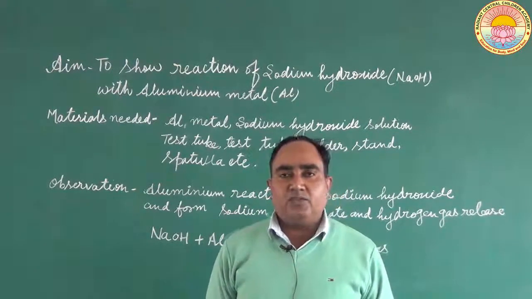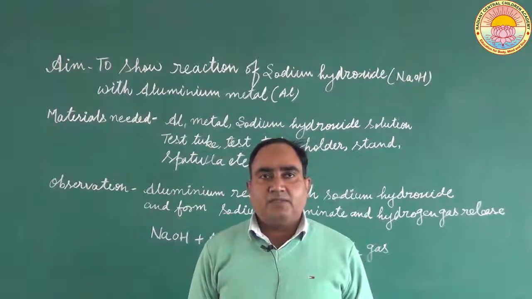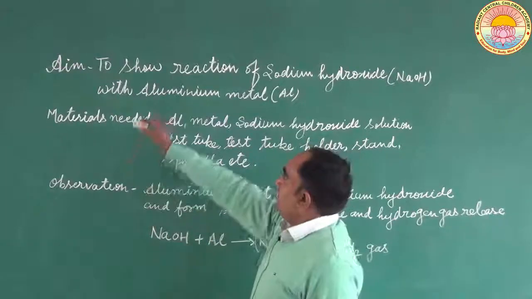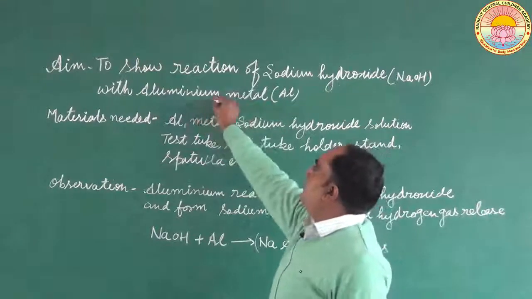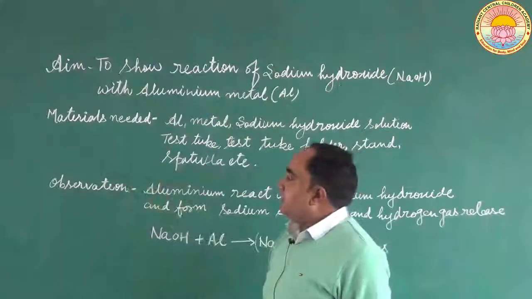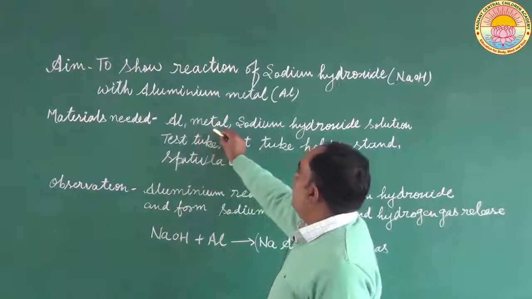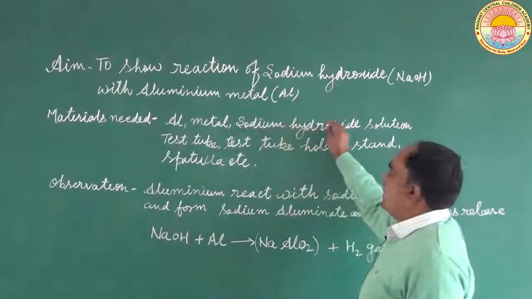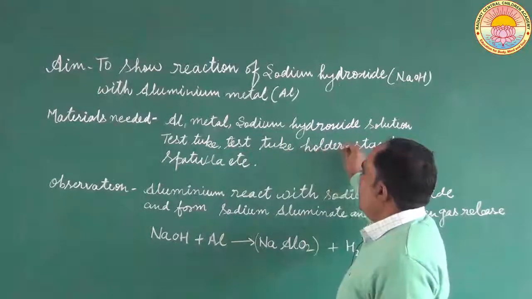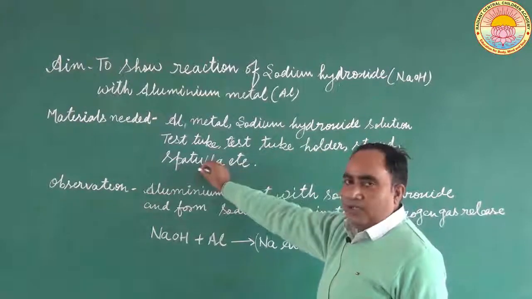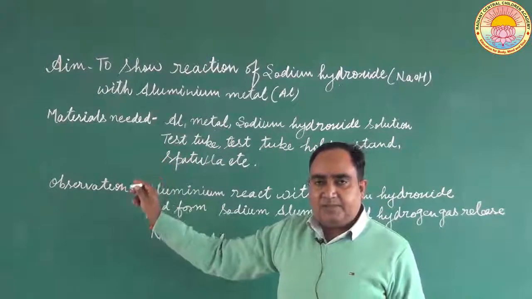Students, today we are going to perform an activity of class 8, chapter Metals and Non-metals, and the aim of the activity is to show the reaction of sodium hydroxide with aluminum metal. And for this activity we require some materials: aluminum metal, sodium hydroxide solution, test tube holder, stand, spatula, etc. These are the materials that are required for this activity.